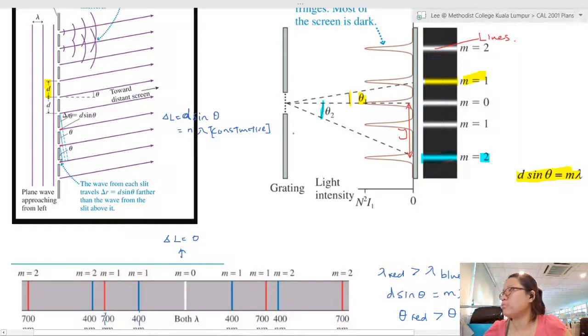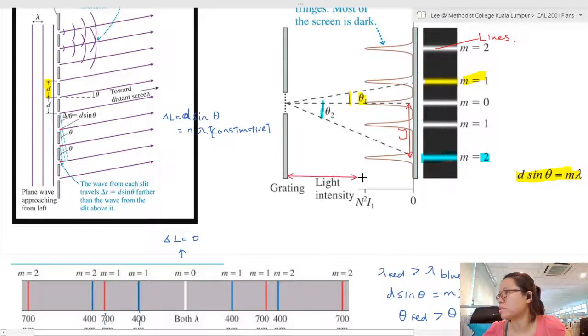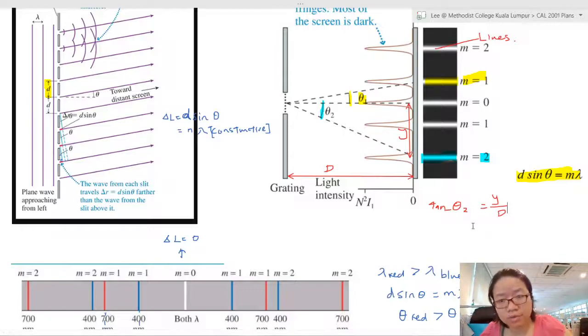Normally to do this question, they have to give you the distance between the grating and the screen. So let's say this is D. In case you want to find y, tangent theta 2 is opposite y over adjacent side D. Again, we did this in your interference derivation. And then we say sine theta is equal to tangent theta, and then we equate them, remember?